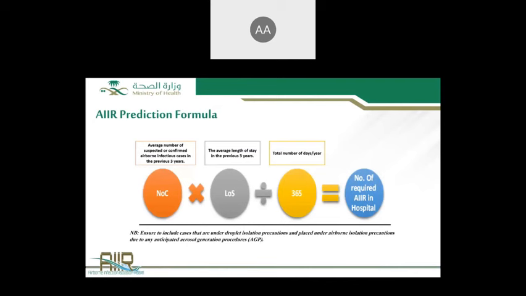Thank you, Ahlam, for the perfect explanation of the first part of the lecture. Today, inshallah, we'll talk about the formula, how we will make this formula, and how it will be calculated. As my colleague Ahlam explained to you how you will take the information, how you will collect the information, and what are the indicators that we need.